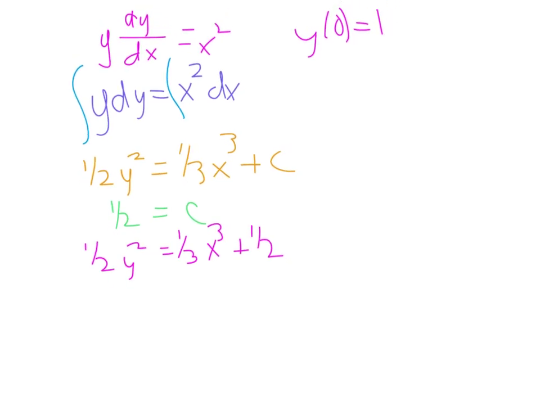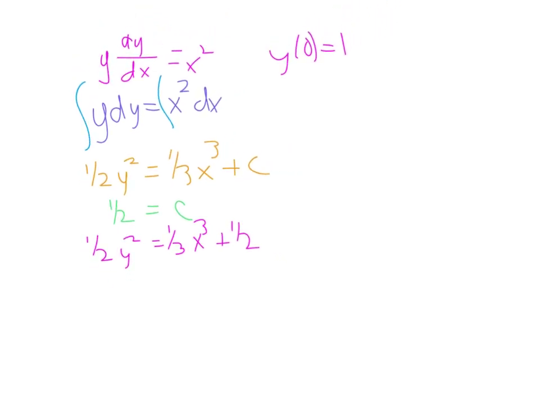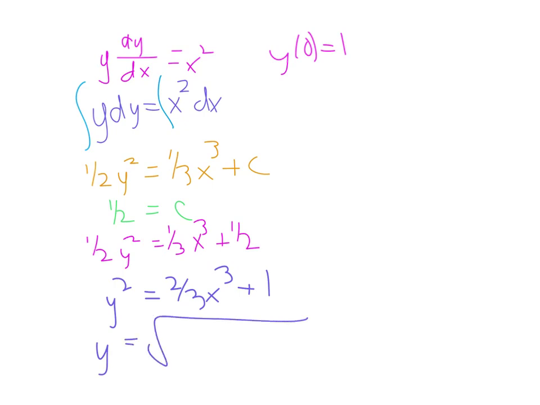Now our job is to solve for y. So let's multiply through by 2. y squared equals 2/3 x cubed plus 1. And then take the square root. Now, when you introduce this square root, technically we have a plus or minus there. We need to choose whether we're going to put a plus or a minus. We are going to put a plus. Here's the reason we're going to put a plus. We have a positive 1 there. If we did not have a positive 1 there, we would not have put a plus there.